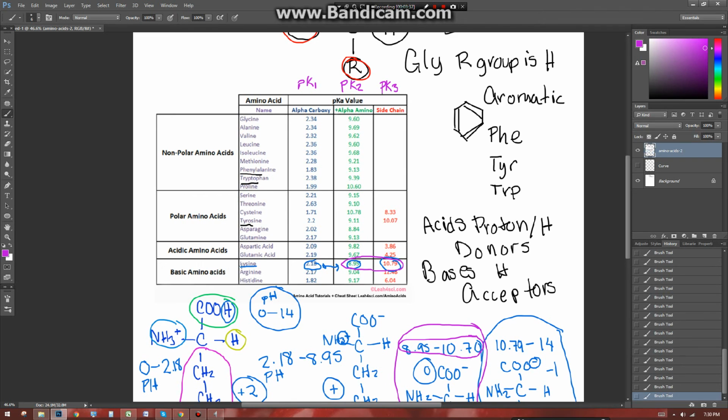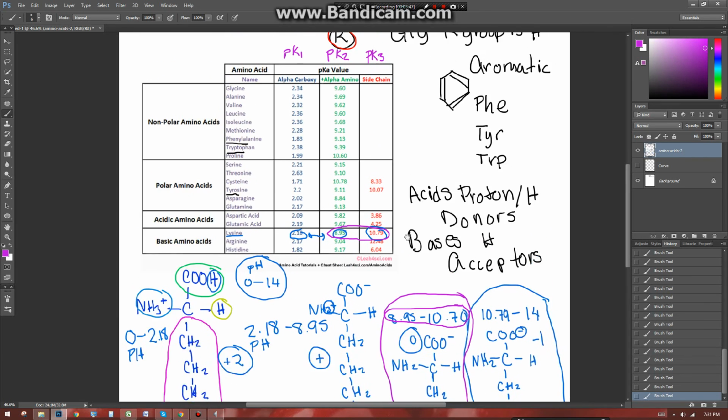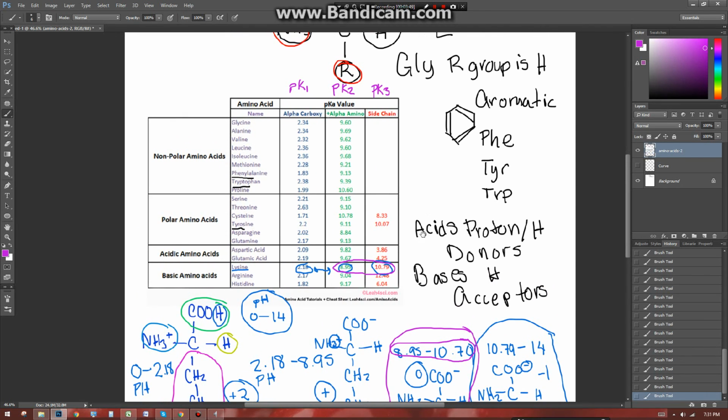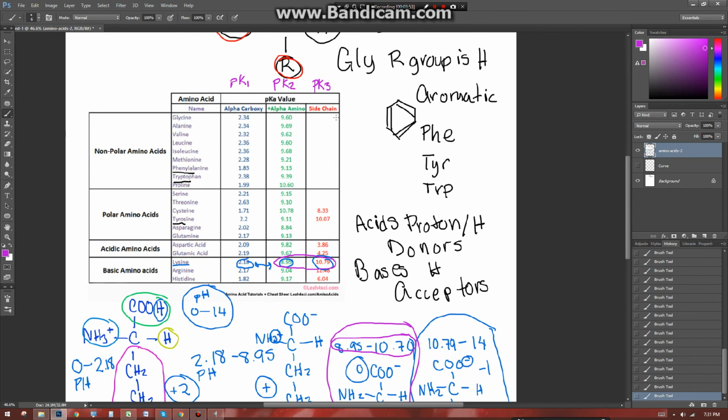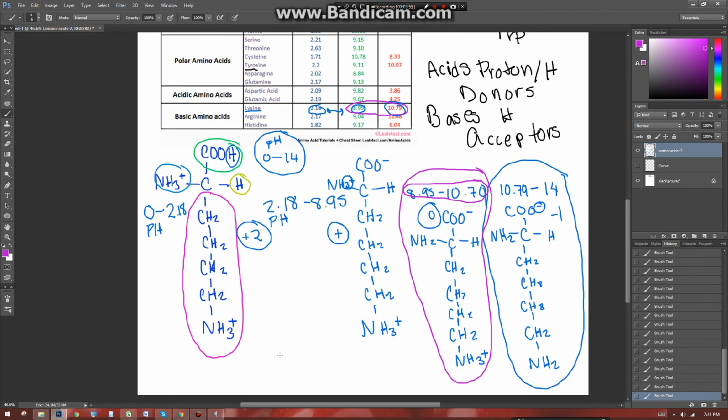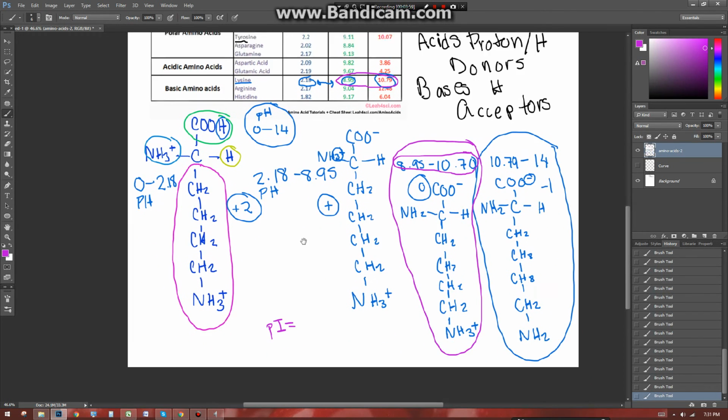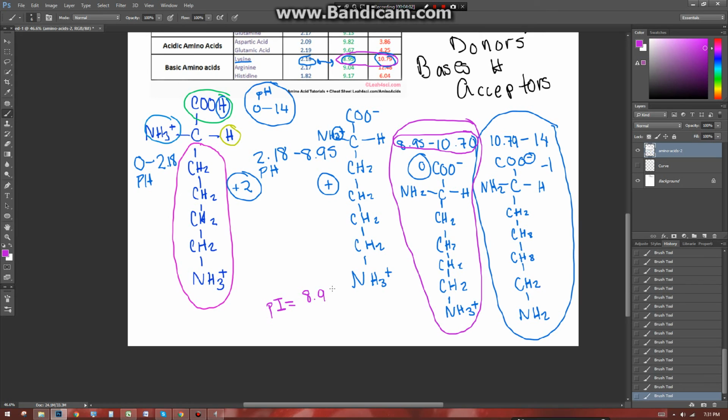And remember, we're just looking at lysine here. You don't have to worry about all the others unless those are involved in your peptide also. But if you want to find the isoelectric point for this amino acid, you're going to take these two numbers. So that's pK2 plus pK3 divided by 2. So pI equals 8.95 plus 10.79 divided by 2.